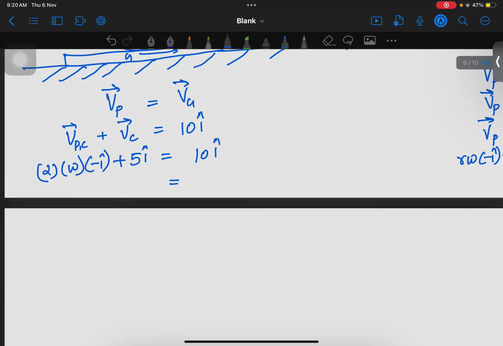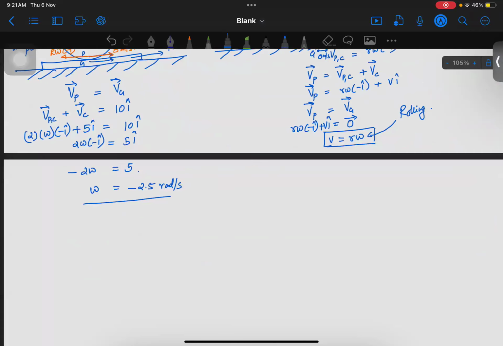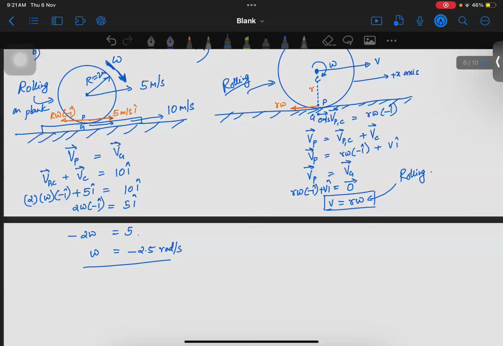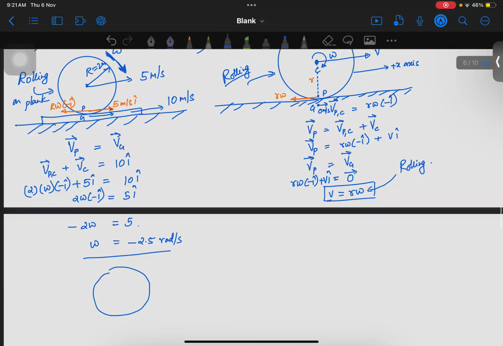On comparing the coefficients, shifting the terms, we can write this as 5 i cap, 10 i minus 5 i, and this is 2 omega in minus i cap. Or you can write minus 2 omega is equal to 5, which means that omega is minus 5 by 2, which is 2.5 radians per second. It means that the sense of rotation of this object is not clockwise. It's actually rotating this way. And the magnitude of omega is 2.5 radians per second. Fine.